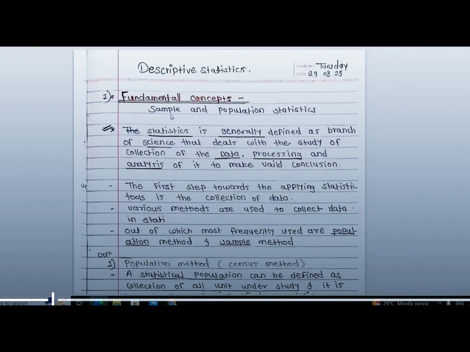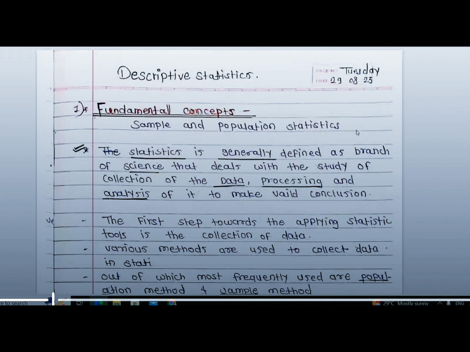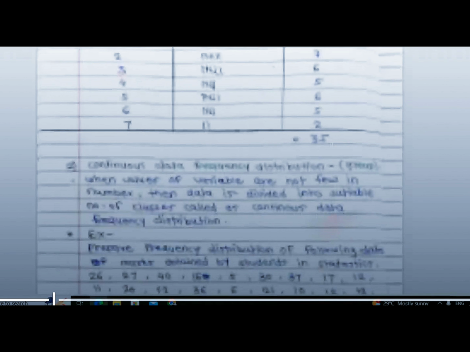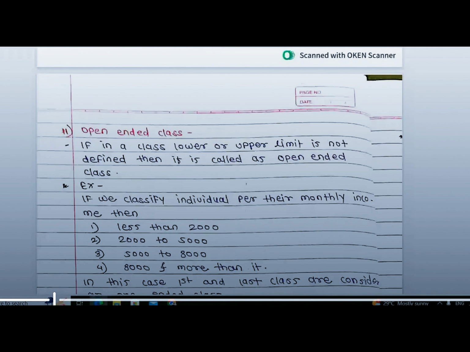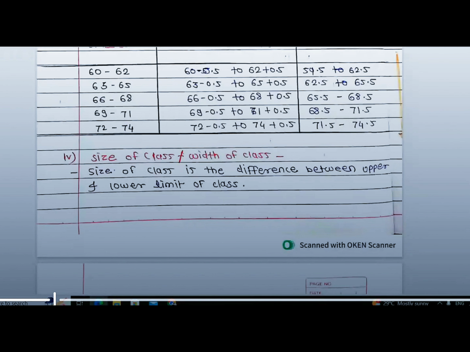Give me one second. Okay, so the point of discussion for today's lecture is correlation. I'm going to start directly with the actual theory part and what the significance is, followed by the formula and interactive problems.